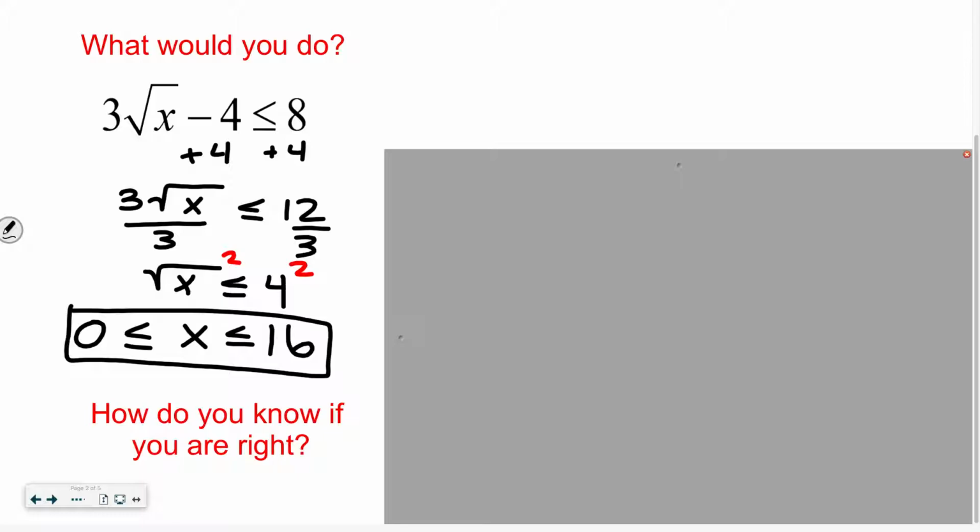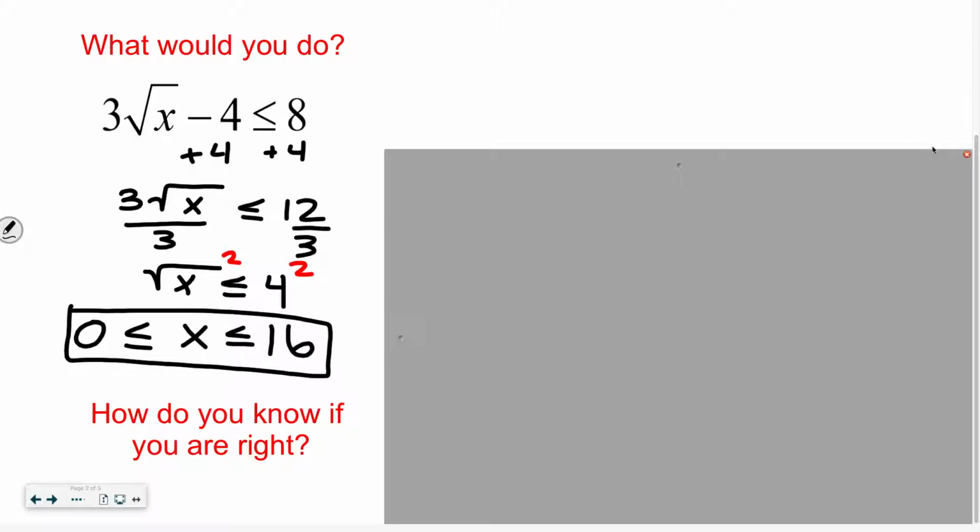Any of the numbers between 0 and 16 work. Anything beyond 16 is going to be no good. If we put 25 in there, 3 times 5 is 15, minus 4 is 11, that's too big. If we put anything less than 0, we're going to get negatives, so we've protected it on both sides.